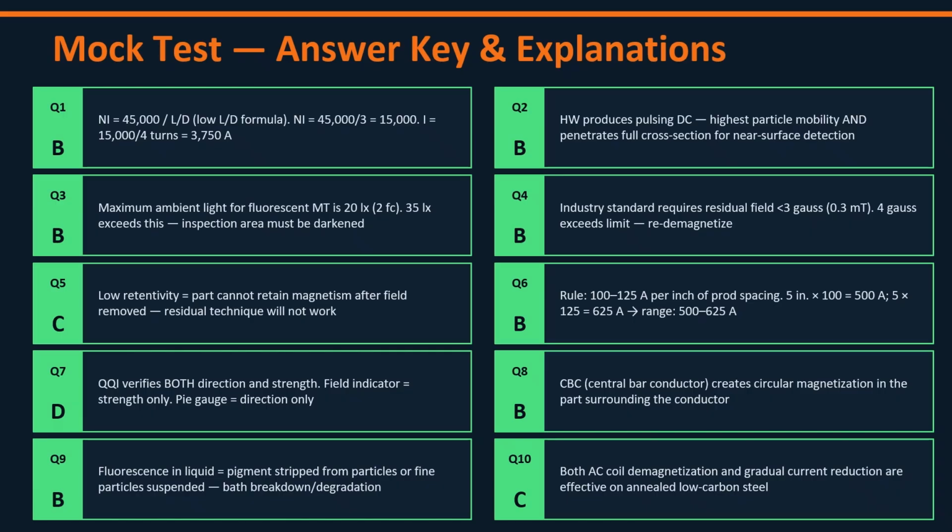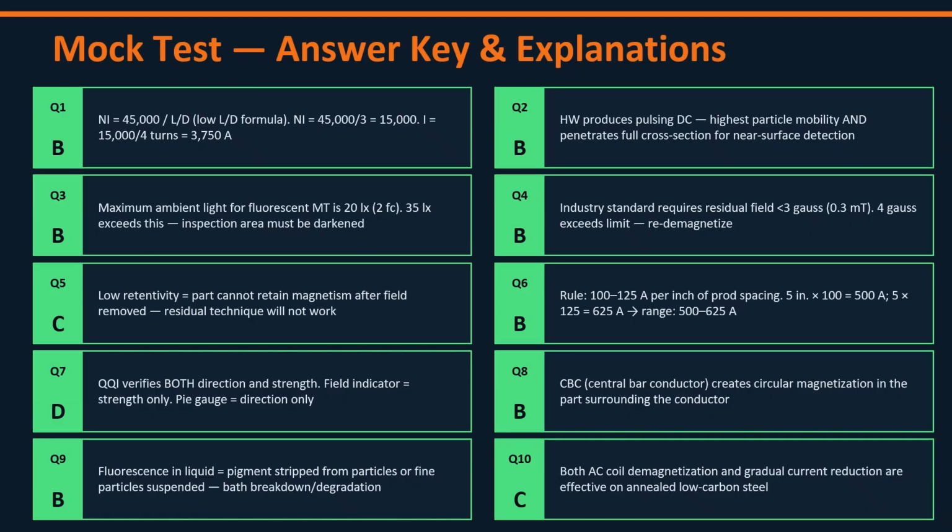For fluorescent inspection, 35 lux exceeds the 20 lux limit in this training material, so the environment must be corrected. For demagnetization, 4 Gauss is above the specified target of less than 3 Gauss. The correct response is to repeat the demagnetization and verify the result. For low retentivity, the residual technique is unsuitable because the component cannot retain enough magnetism after the external field is removed. The broader lesson is important for Level 3 preparation.